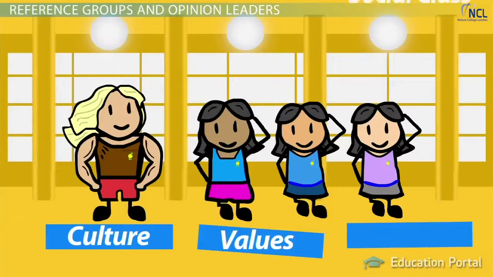Values are what we place importance on and influence the type of products we buy in myriad situations. Social class is where we stand in society compared to others based on income, education, and occupation. While education and occupation influence our purchase desires, income determines our actual purchasing power.